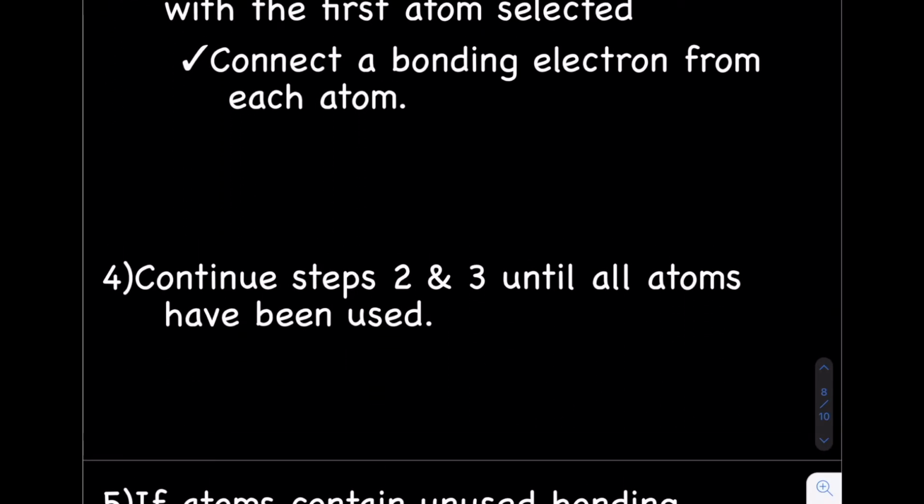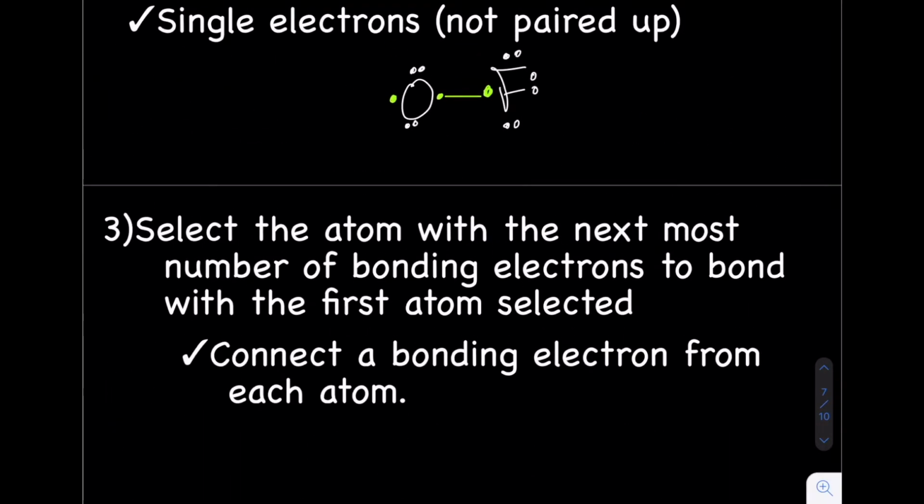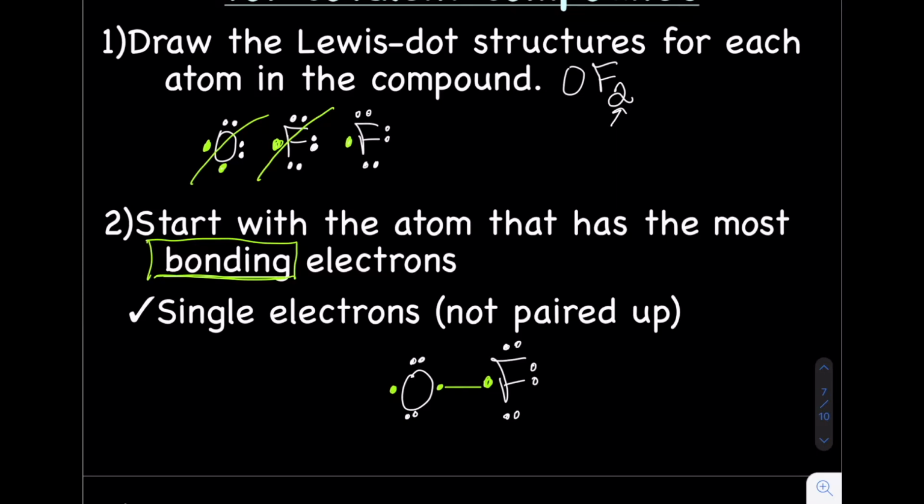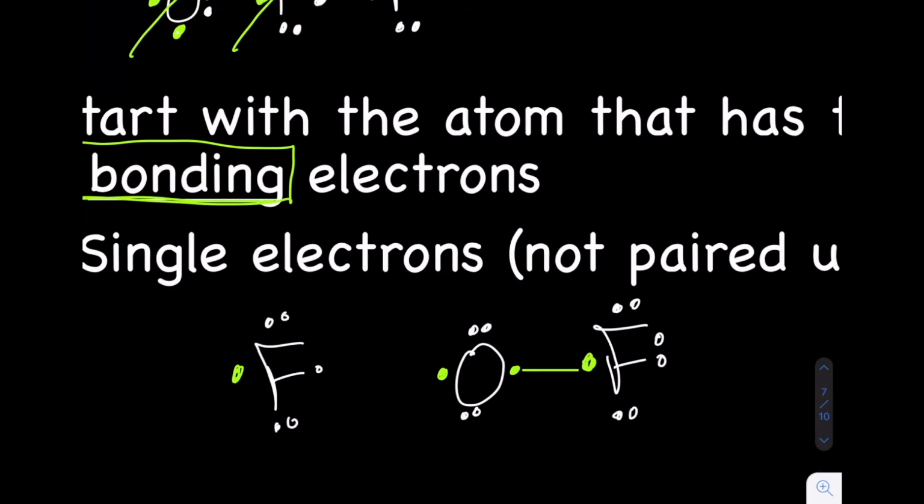Continue steps 2 and 3 until all of the atoms have been used. So we've used 1 fluorine. We have 1 more fluorine to go. Let's put the other fluorine on the other side, and I'm going to draw them just the same. We want to bond this one and this one, but they're not near each other, so I will just move them. I'll put the lone one on the right, sorry, and the lone pairs on the left. Now the 2 bonding electrons can bond.